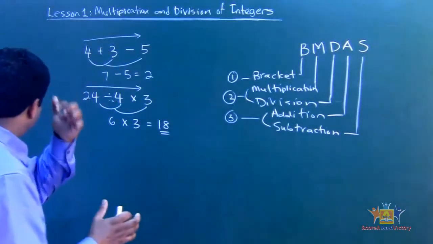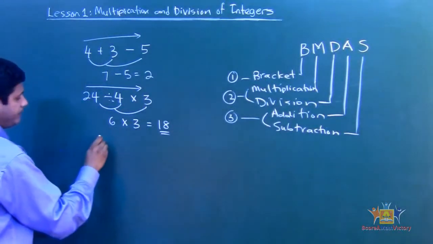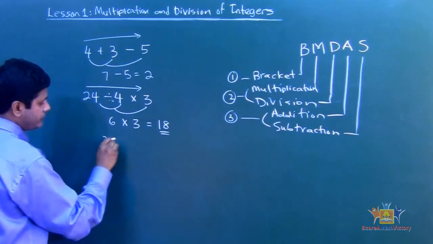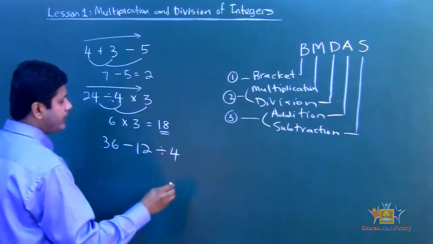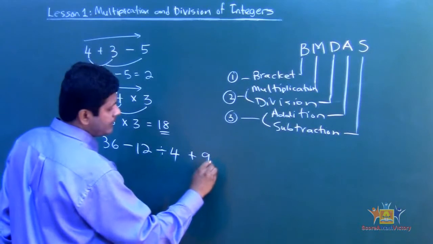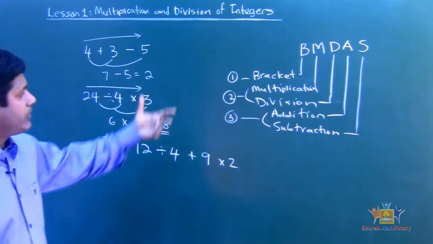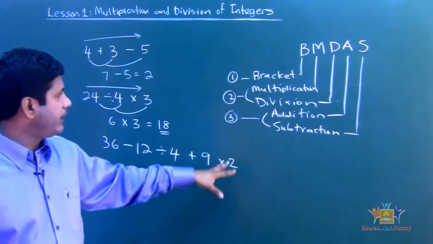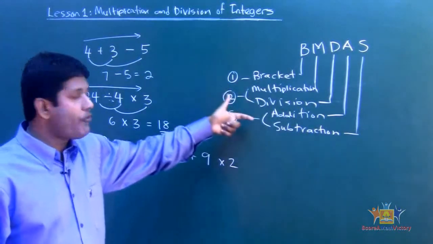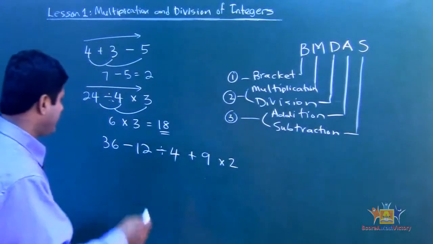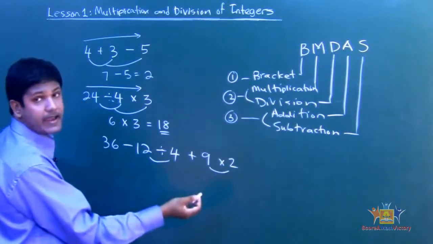Alright, now let's say, for example, you have addition, subtraction, and division all kind of jumbled up. So let's say I have 36 minus 12 divided by 4, and then add 9 times 2. How do I do something like this? Well, that's where the priority comes in. There's no bracket, good. That means multiplication and division have top priority before I can do addition and subtraction. Am I right? So I cannot perform this yet. I have to perform this and this before I can add or subtract.